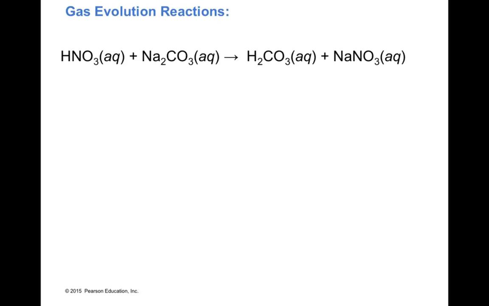Another type of reaction is the gas evolution reaction. And as you would expect, in this reaction you need to produce a gas. So in this type of reaction, nitric acid with sodium carbonate will produce H2CO3 plus NaNO3. As you can see here, these two products are aqueous. They are soluble in water. And they are not a gas, because if they were a gas, you would see a G that represents that that compound is a gas.